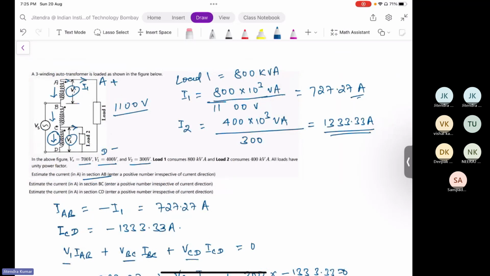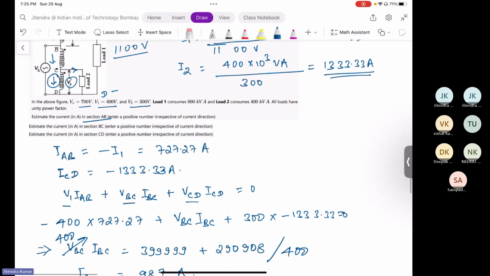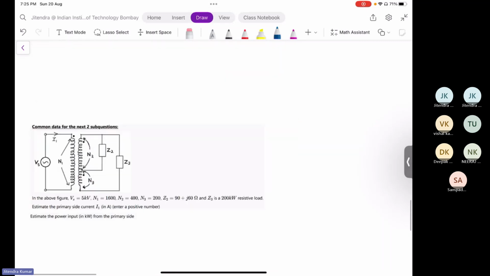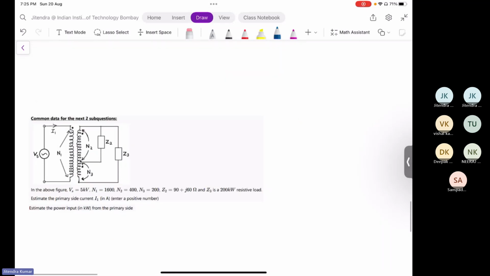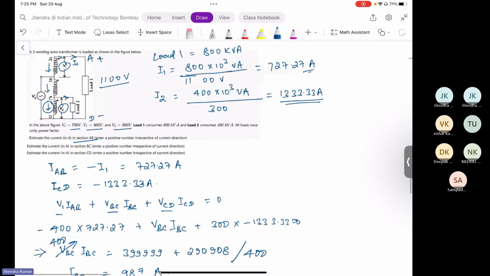So these are the ways you can compute. You just need to take care of proper voltage and current direction so that you can avoid all the mistakes. Okay. So coming to the final question, any doubt in this one? This problem, three winding transformer.